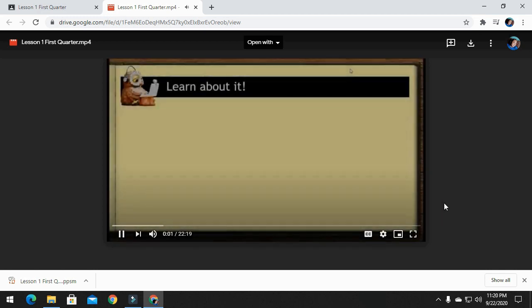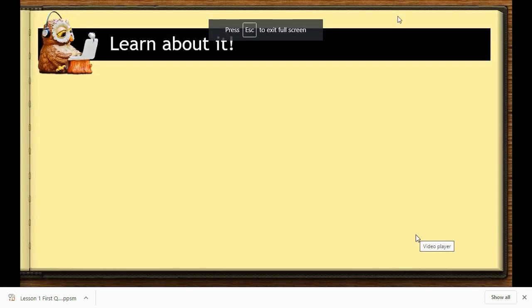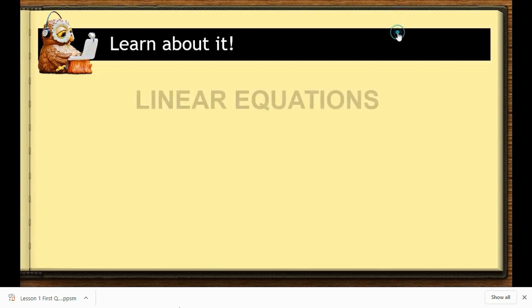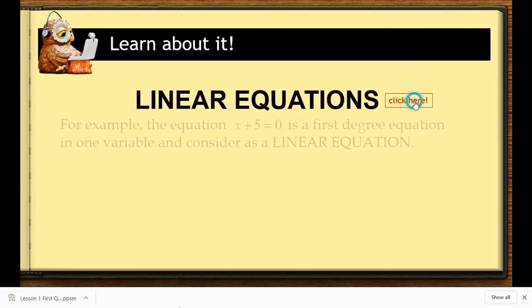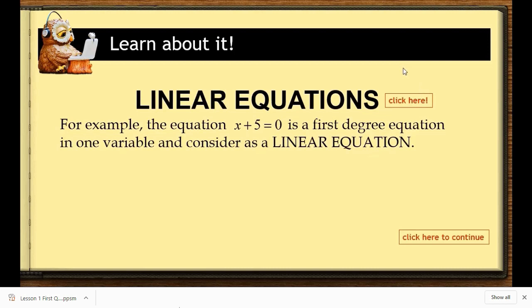In your previous grade level, you have learned how to solve first-degree equations in one variable. These equations with the highest exponent of 1 are called linear equations. For example, the equation x plus 5 equals 0 is a first-degree equation in one variable and is considered a linear equation.